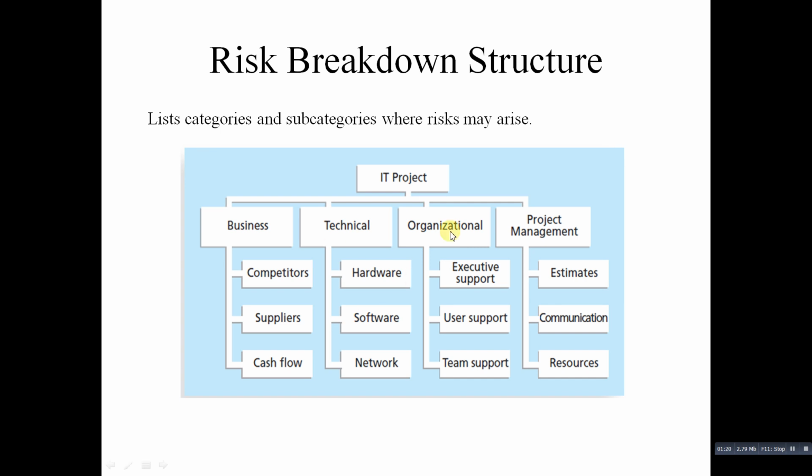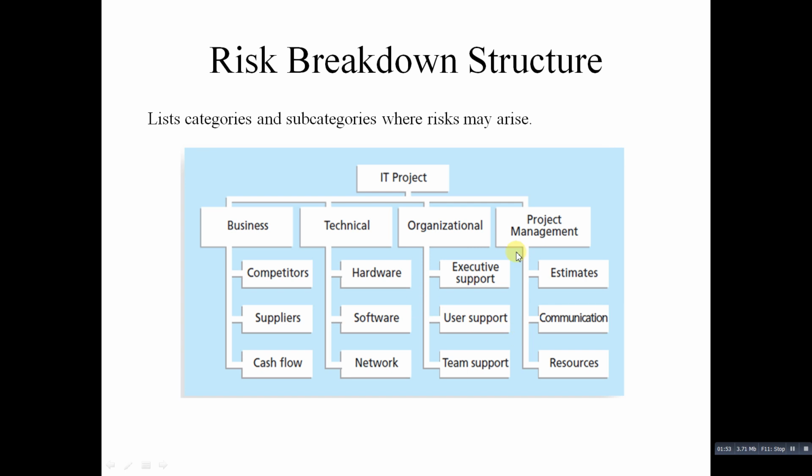As you have seen in previous units, we have gone through the work breakdown structure. Here in this diagram, the risk breakdown structure is shown. The main motto of the risk breakdown structure is to list categories and subcategories where risk may arise. As shown in this example, a sample risk breakdown structure is shown that might apply to many IT projects.